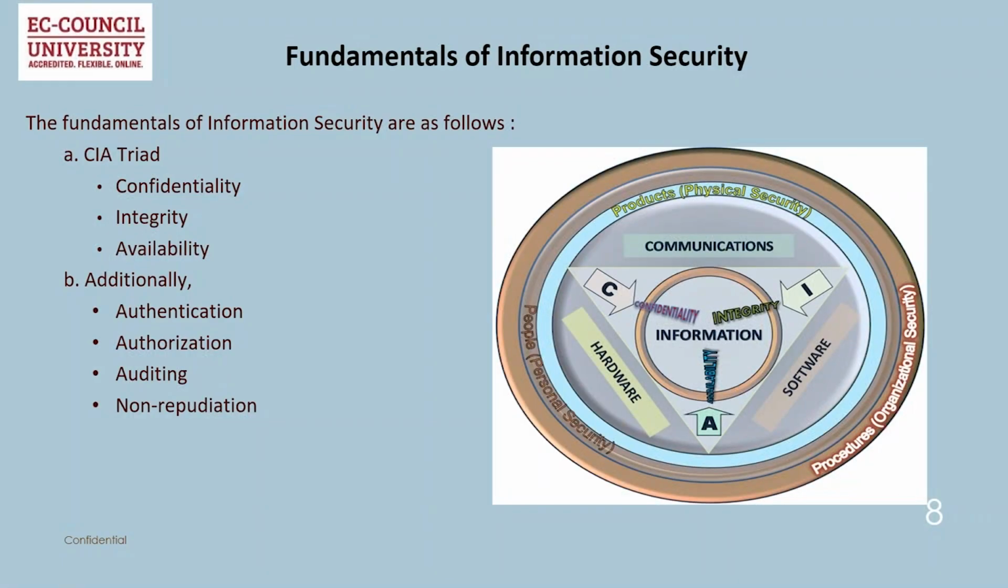So there are 3 main aspects of information security. First is, we call it the CIA triad. C stands for confidentiality, which means that whatever information is to be shared with one individual, that information cannot be shared with any other individual. Suppose I am going to share this with an individual, and it gets shared through other means, then the confidentiality is lost.